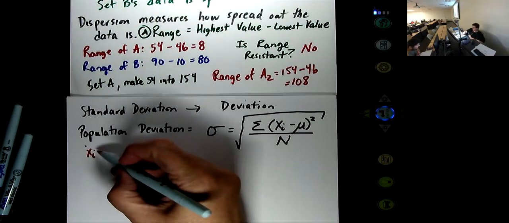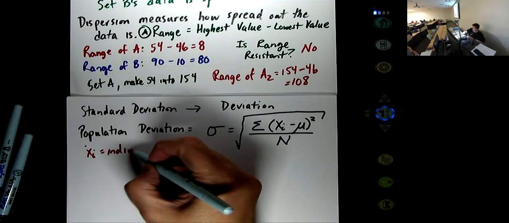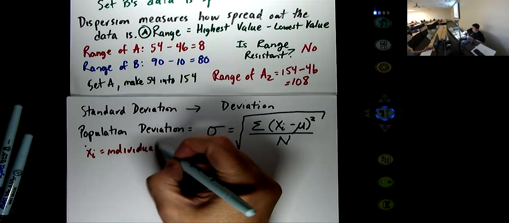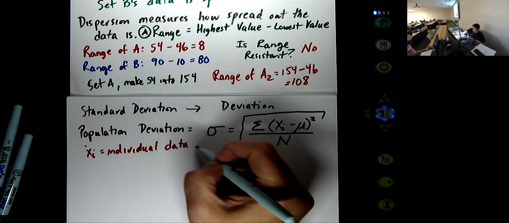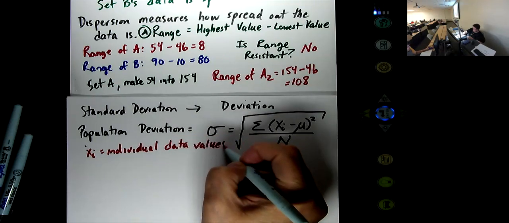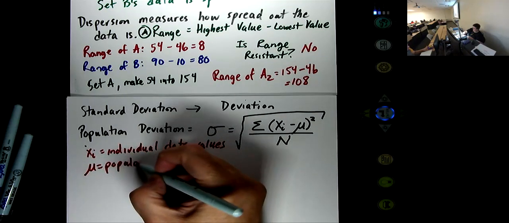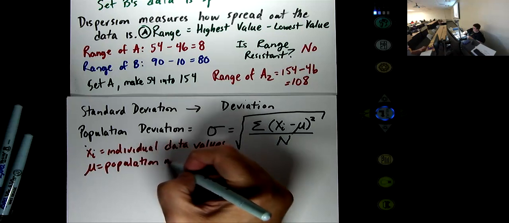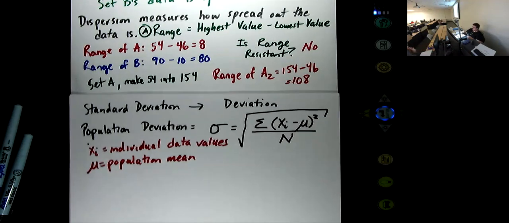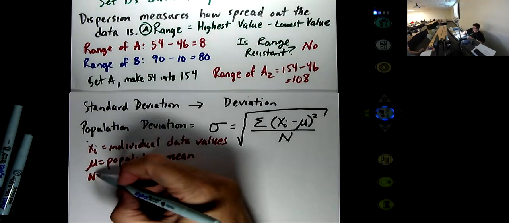Xi is the individual data points. Mu is population mean. We talked about that on Monday. And N is population size.